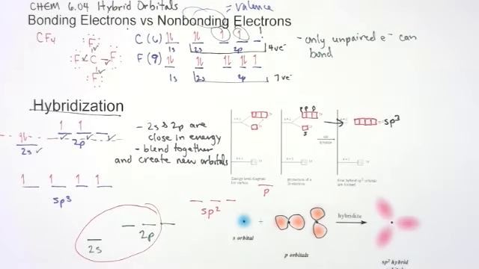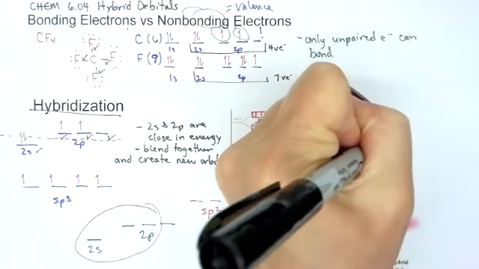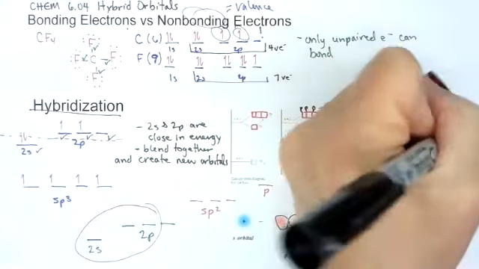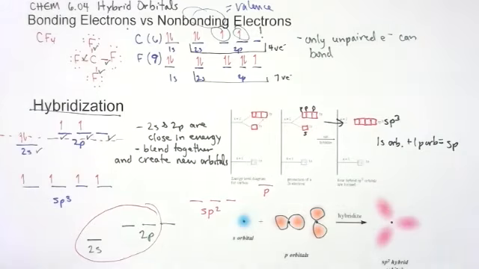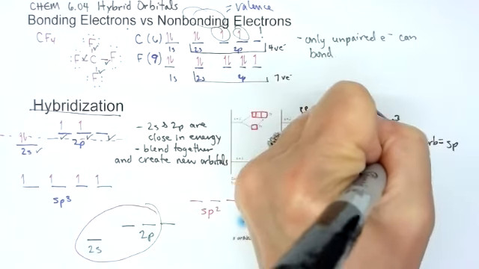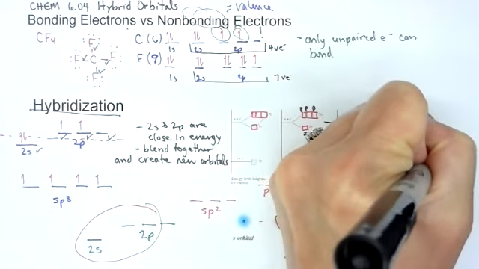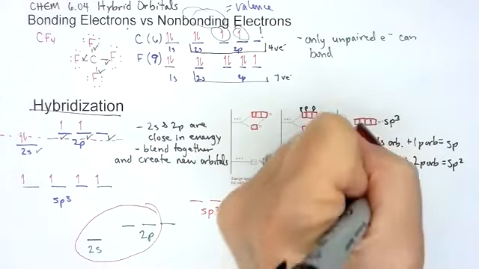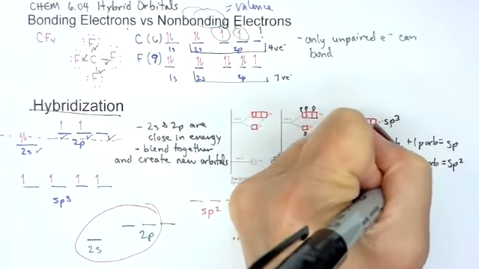So when we look at this hybridization, you could have 1 s orbital and 1 p orbital. Let's write this out. If I have 1 s orbital plus 1 p orbital, it's going to give me sp. If I have 1 s orbital plus 2 p orbitals, I'm going to have sp2. If I have 1 s orbital plus 3 of the p orbitals, I'm going to have sp3.